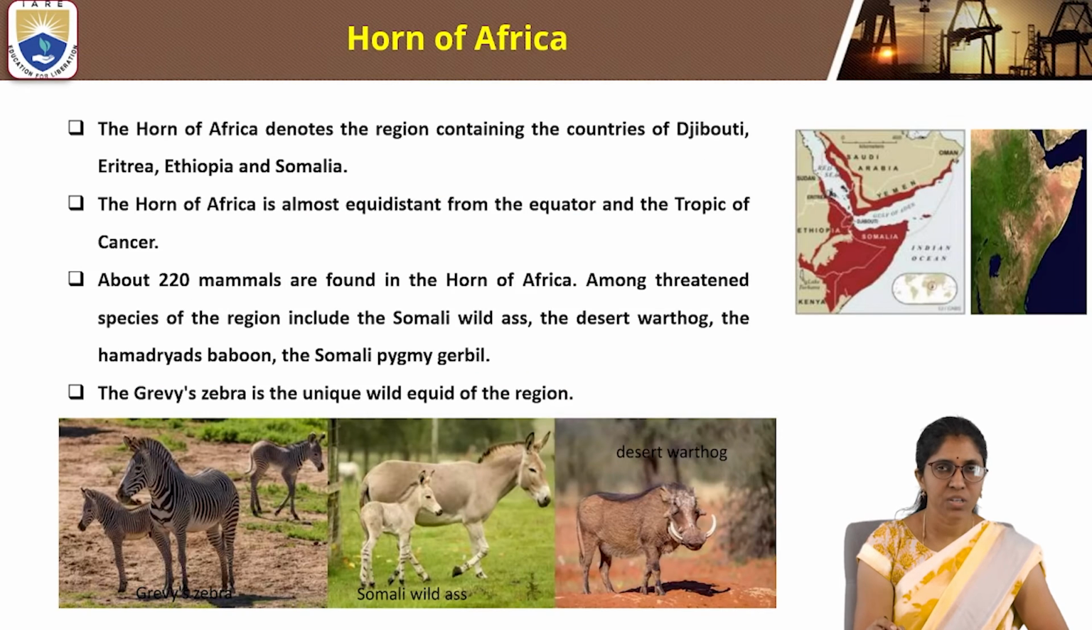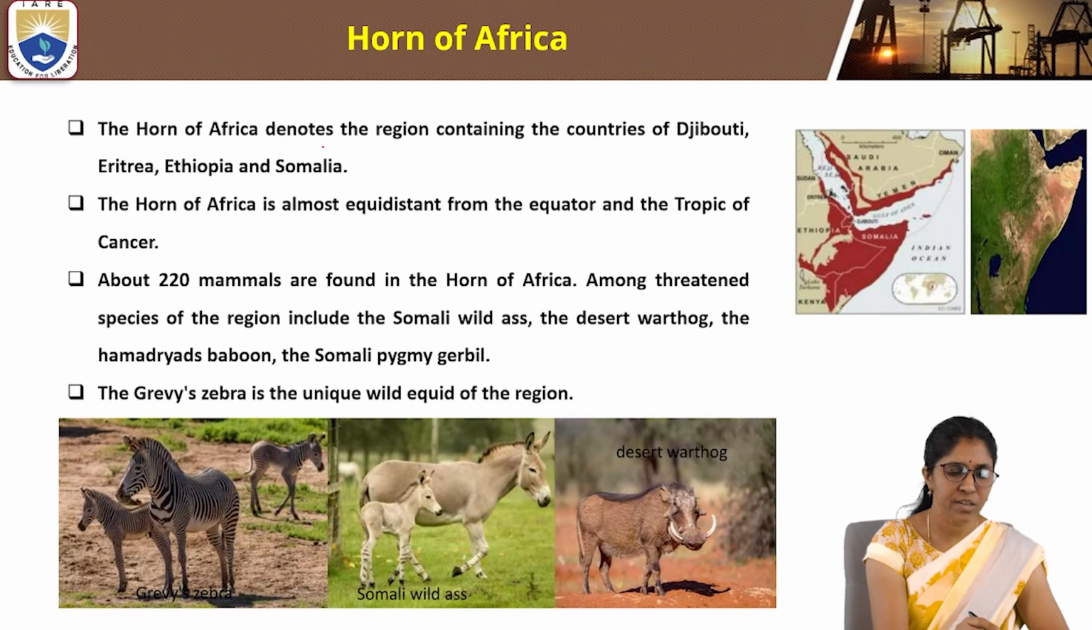The next hotspot is the Horn of Africa. The Horn of Africa denotes the region containing the countries of Djibouti, Eritrea, Ethiopia and Somalia.